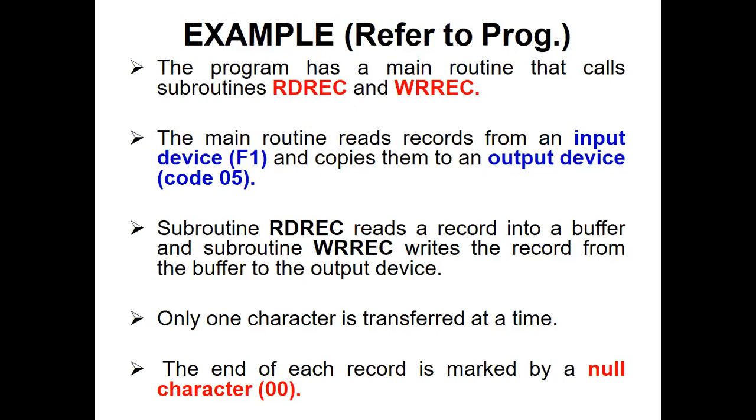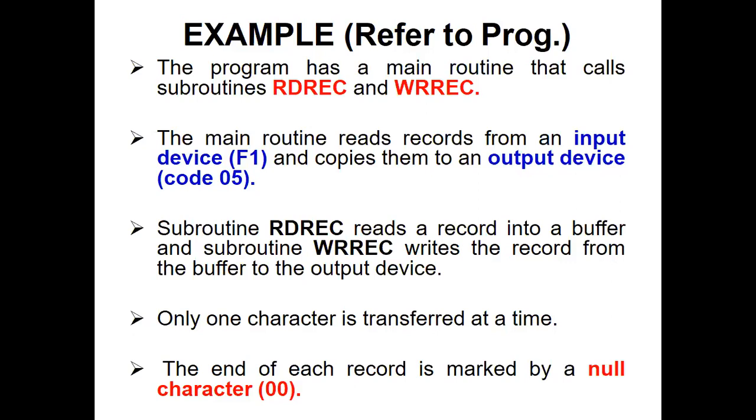Then a subroutine write record will write the record which is in the buffer, outputting it to an output device. One character is transferred at a time, that is what we said. Now, when you come to the end of the record, you will read what we call a null character, which is represented by a 0. So remember, we are reading from an input device, and whatever we read goes into a buffer. Now, when we read from a buffer, then we write to an output device.